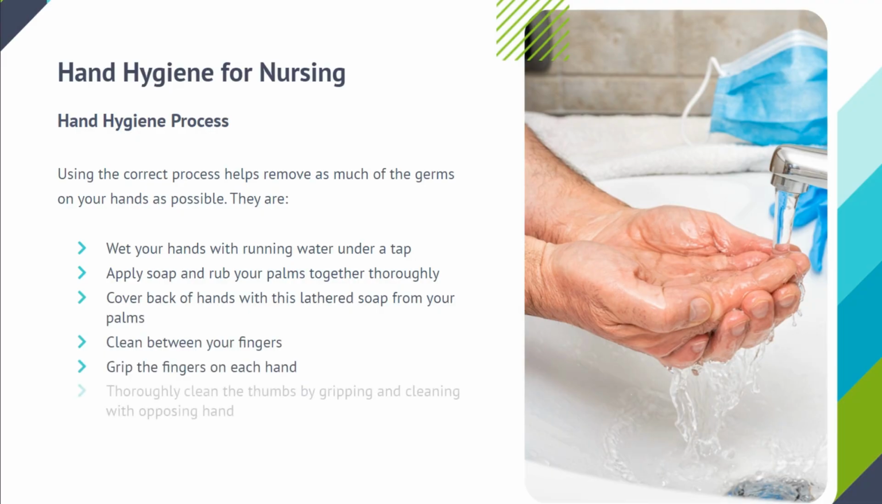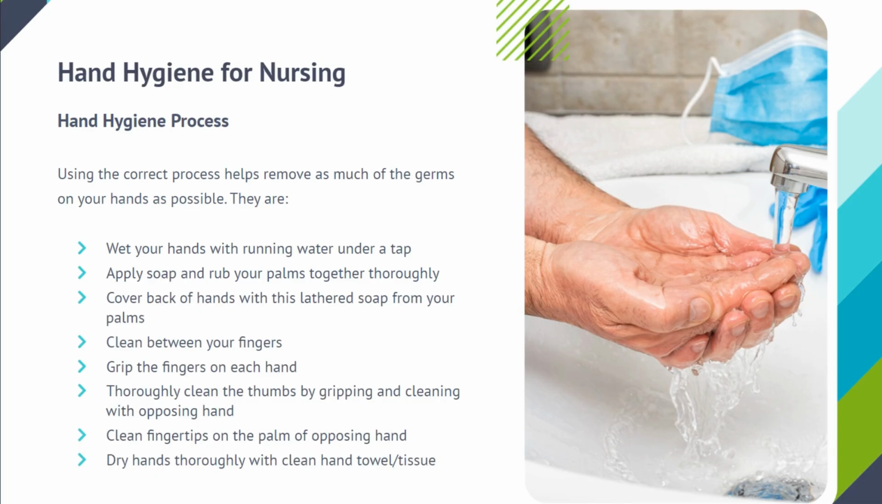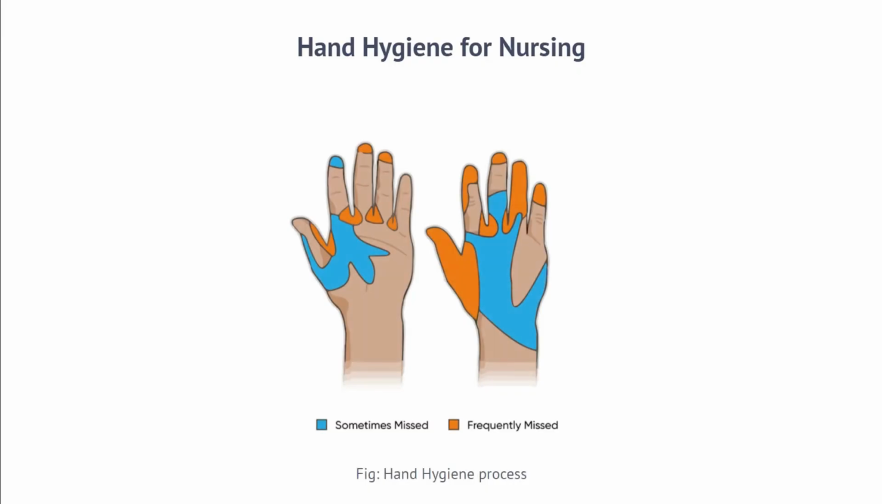Hand hygiene process. Using the correct process helps remove as much of the germs on your hands as possible. They are: wet your hands with running water under a tap. Apply soap and rub your palms together thoroughly. Cover back of hands with this lathered soap from your palms. Clean between your fingers. Grip the fingers on each hand. Thoroughly clean the thumbs by gripping and cleaning with opposing hand. Clean fingertips on the palm of opposing hand. Dry hands thoroughly with clean hand towel or tissue. Figure, hand hygiene process.